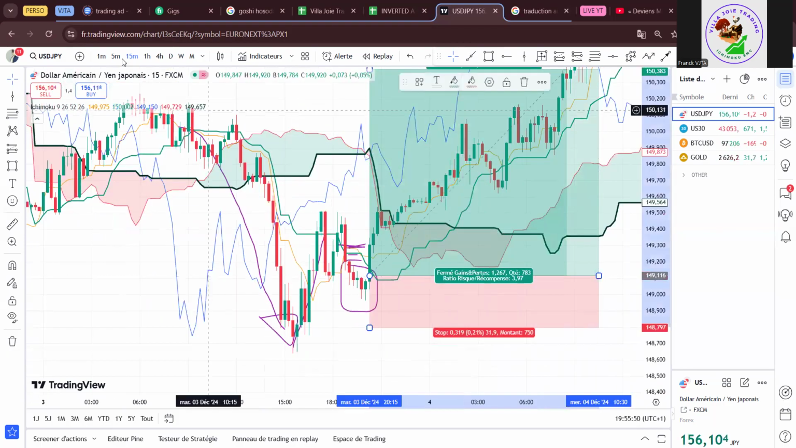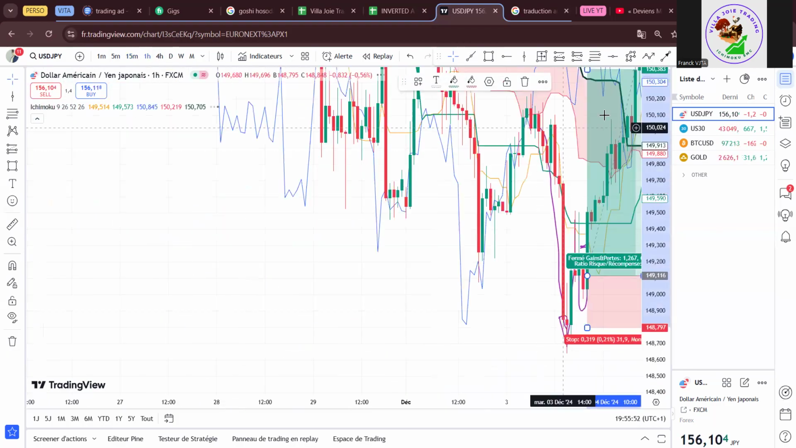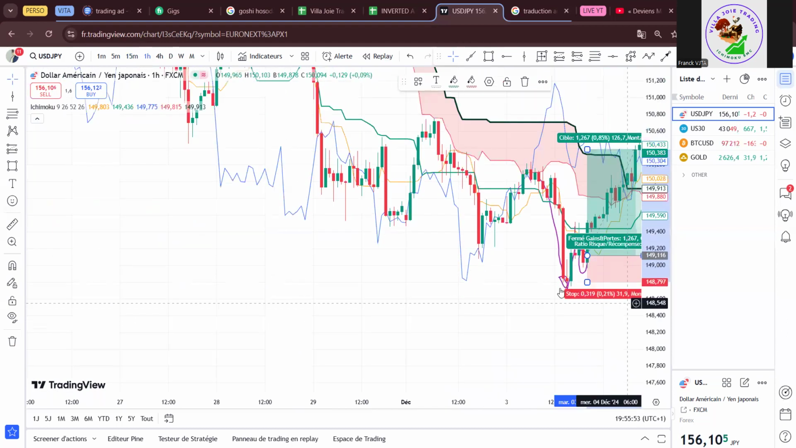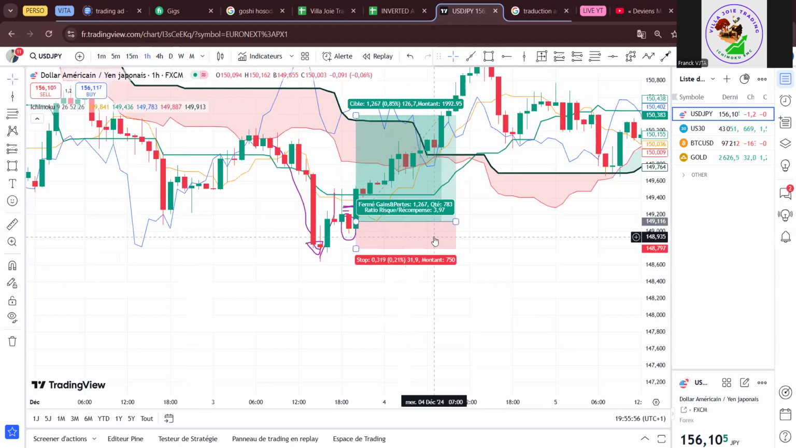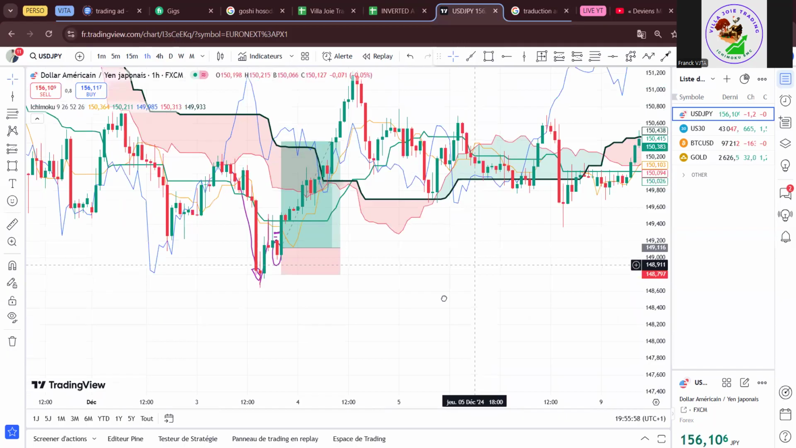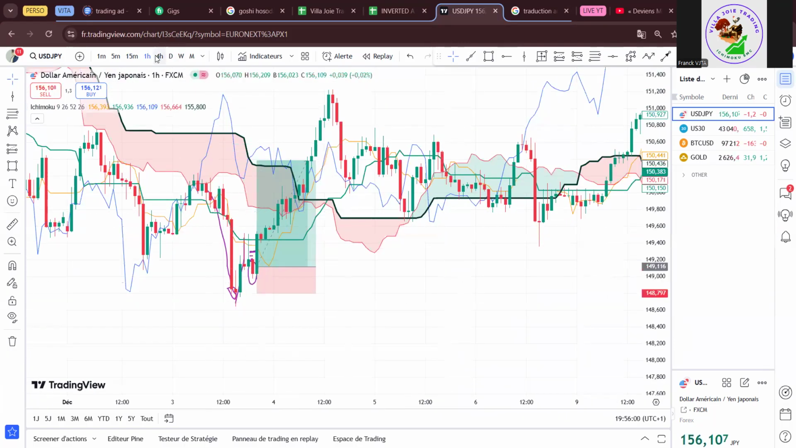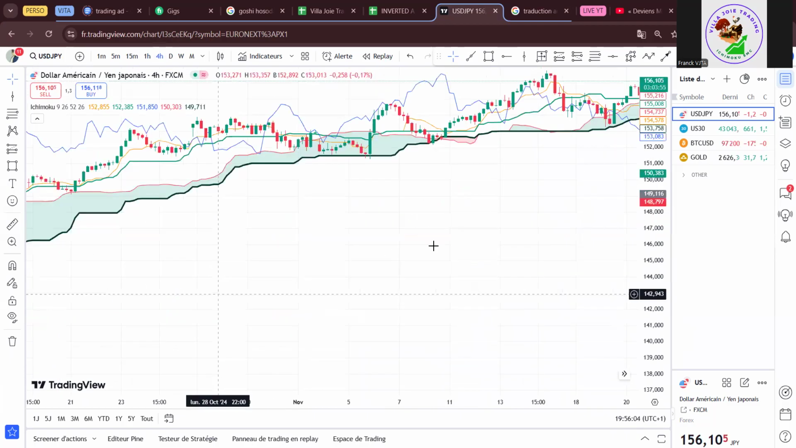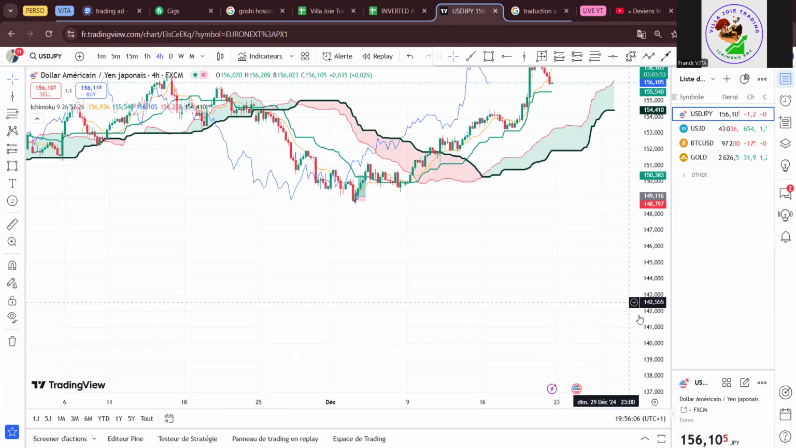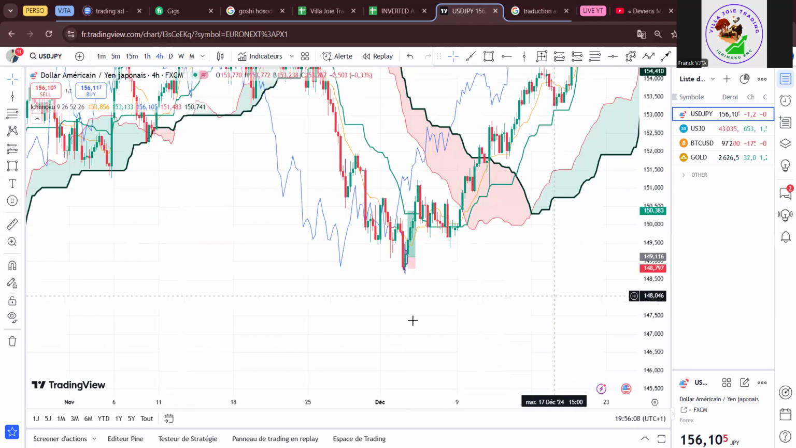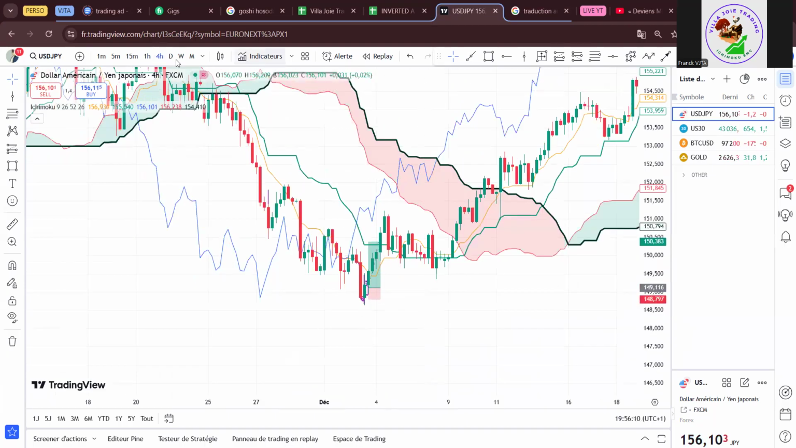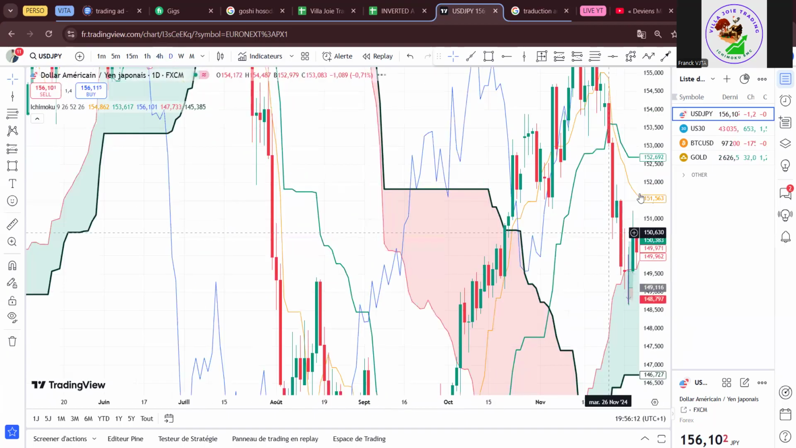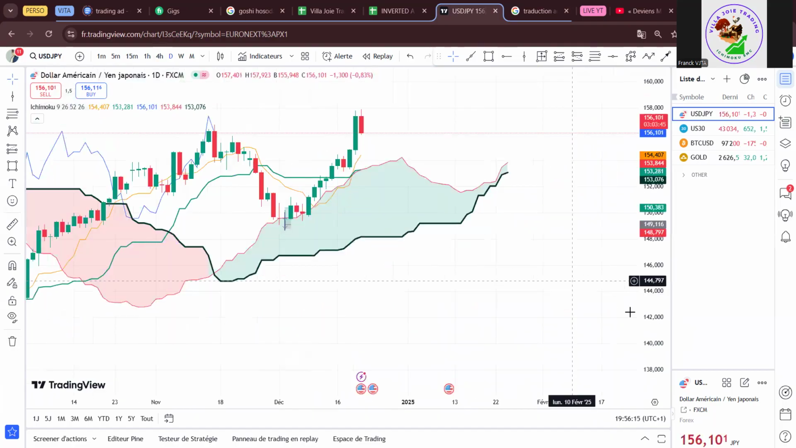You may want to go on 1 hour to try to validate the reason why. Why was it a good time to buy here? For the moment here, I cannot say that it was a good time. Go on 4 hours now to know why you should buy. Why will you have a bias to buy like this in 15 minutes? For this moment, I don't see any reason why. Then when I go on daily, what do I see on daily?